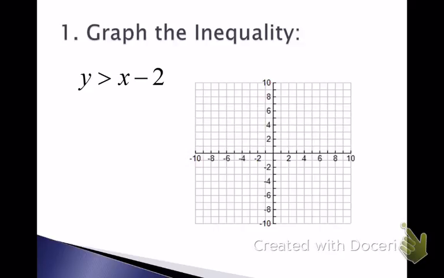Y is greater than x minus 2, right? We're already in slope-intercept form, so we're good to go graph. So we go down to, on the y-axis, to plot our y-intercept. Our slope is 1, right? This is our y-intercept. Our slope is 1 over 1. So from here we go up 1, right 1, up 1, right 1, up 1, right 1, or down 1, left 1. And this is the line that we're going to draw.